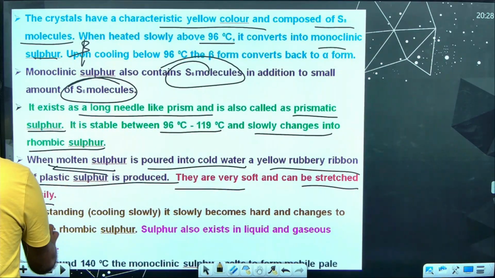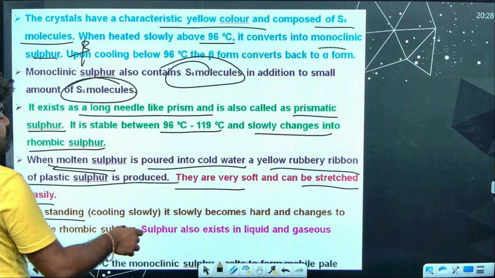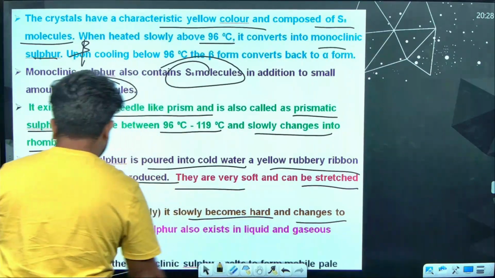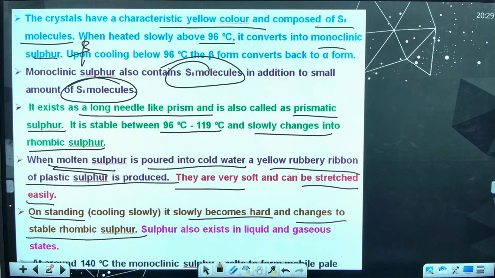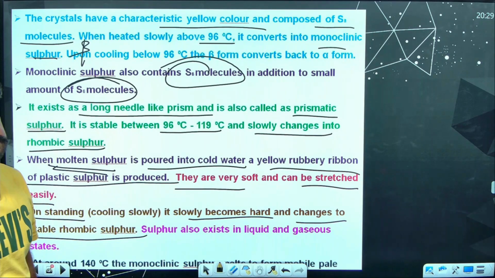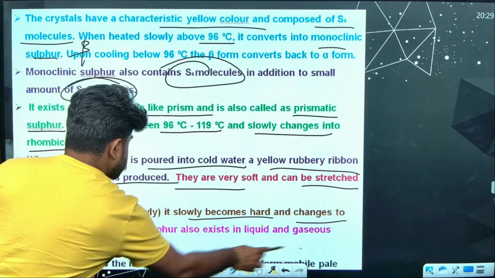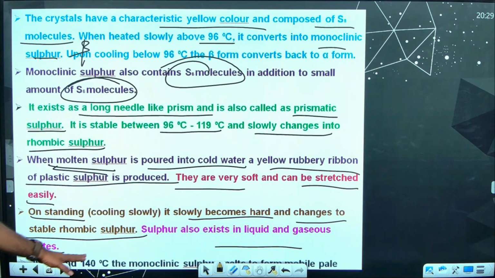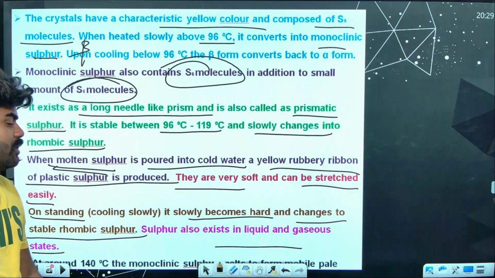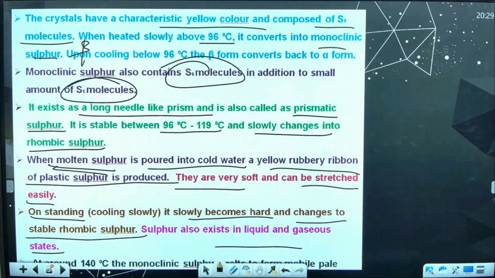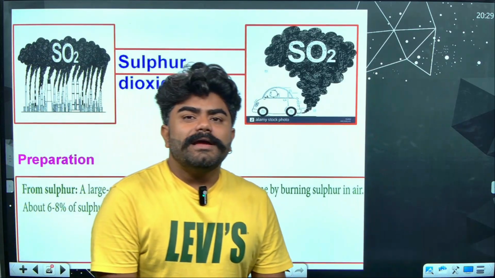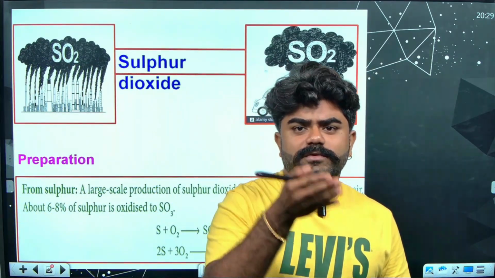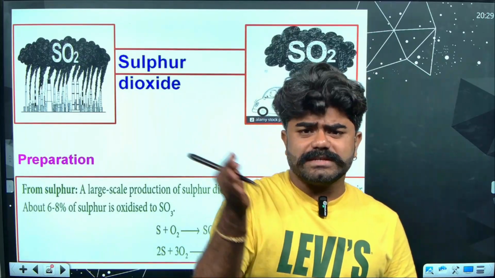Okay, then upon standing, that is cooling slowly, you see that it slowly becomes hard and changes to stable rhombic sulfur. And you see that sulfur also exists in liquid and gaseous states. At around 140 degrees Celsius, the monoclinic sulfur melts to form a mobile pale liquid. Okay, mobile pale liquid means the liquid moves, a little viscous like that.